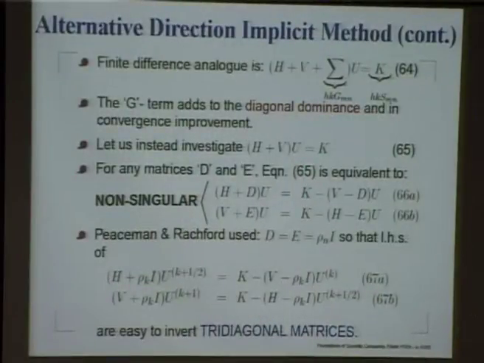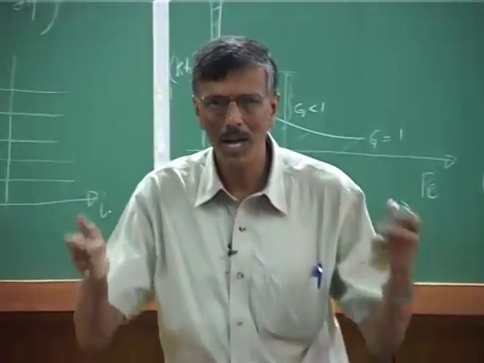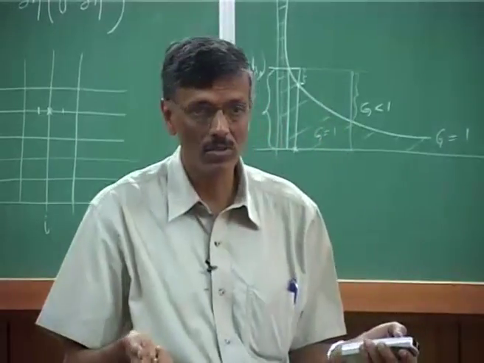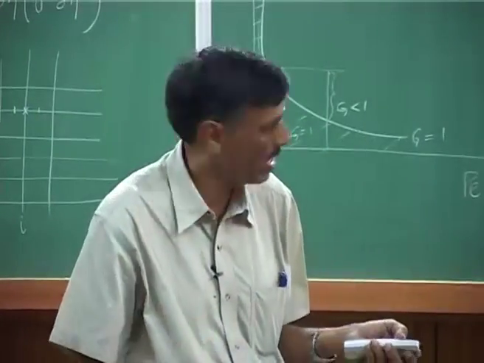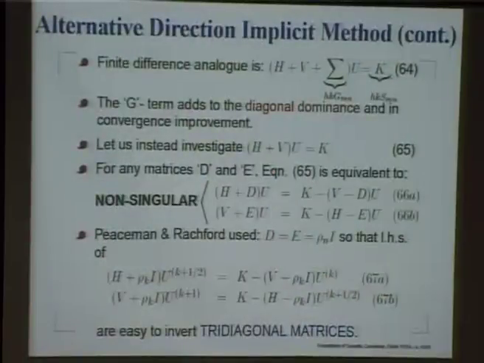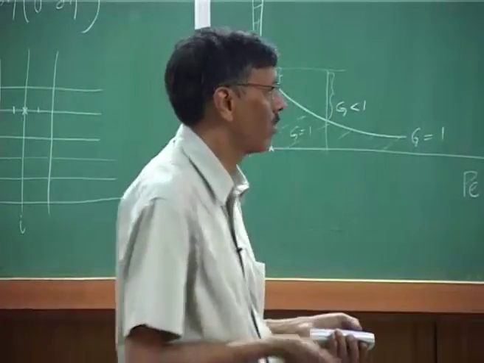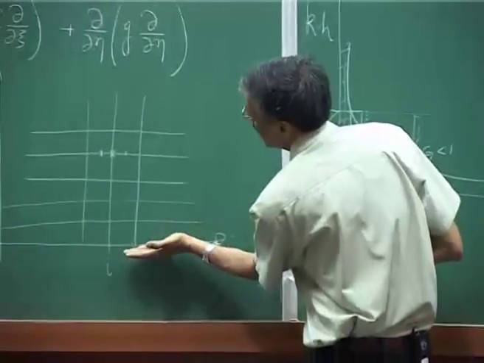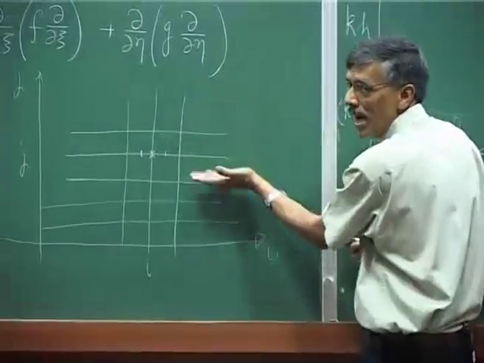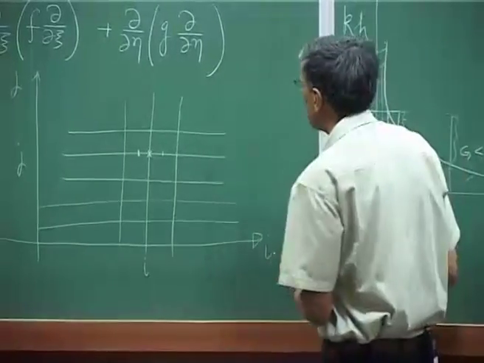So, because H plus D would now be a well conditioned matrix, it can be inverted in a mathematical sense, computational sense. So, that is why I am calling it non singular. Okay. So, that is the first step. I keep solving it like this. I go from line to line like this, stack it up.